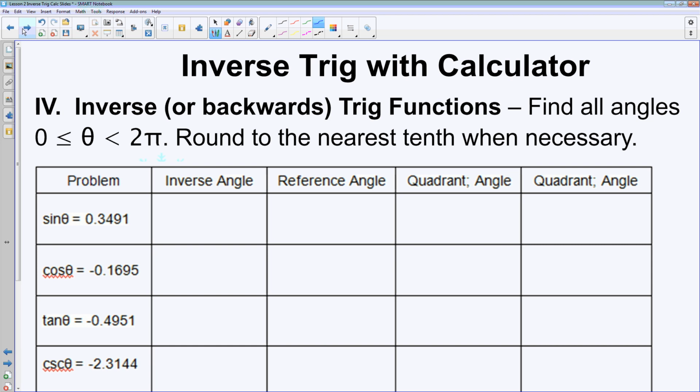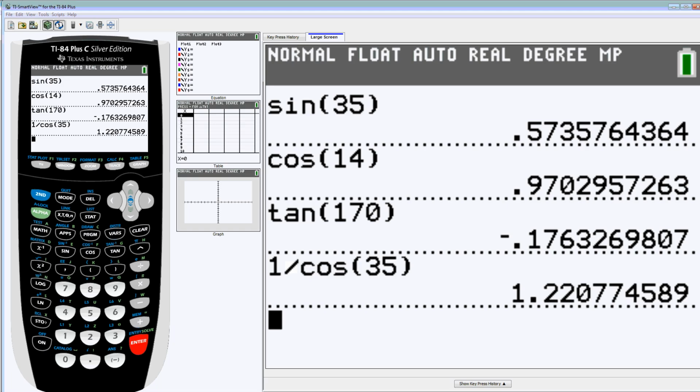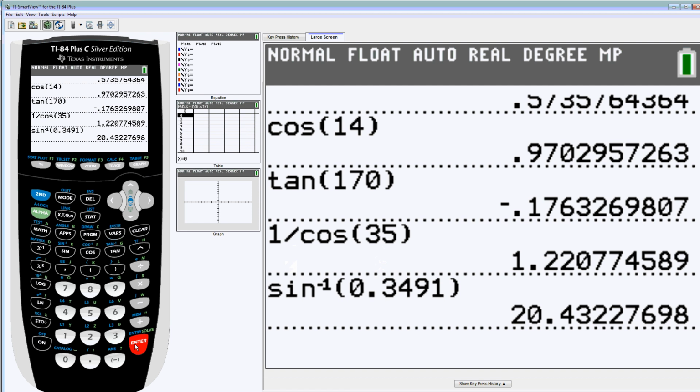So if my problem is sine of theta equals 0.3491, I want to find my theta. On the note sheet it says theta. On the screen here it says inverse angle. In order to do that on the calculator, you're going to hit second and then whatever trig function you're working with. So inverse sine is right there. I'm going to type in 0.3491 and then I press enter. And I get 20.4 degrees.